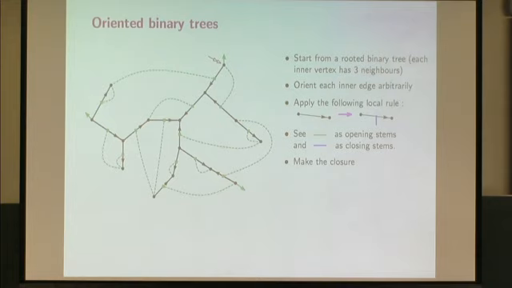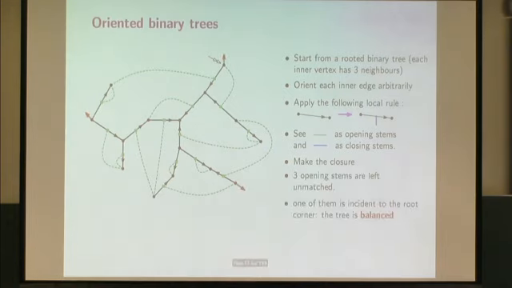Because in a binary tree, if you have n edges, you have n plus 3 leaves. At the end of the construction, n plus 3 opening stems are going to remain unmatched. In my drawing here, one of them is incident to the root. It means that my tree is balanced. It's just a technical assumption. And these 3 stems, I'm just going to take care of them by closing them to infinity. Okay, so I get a map.